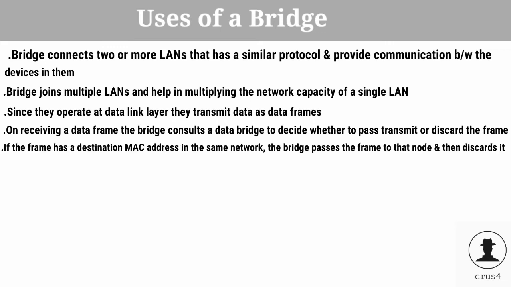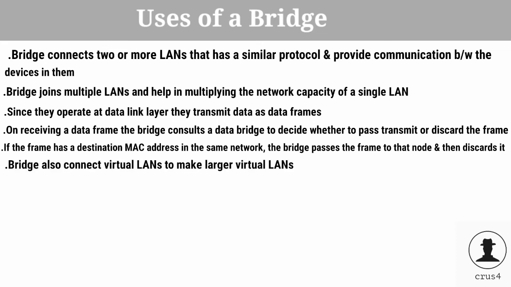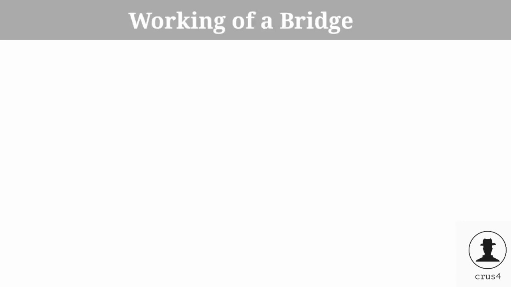If the frame has a destination MAC address in the same network, the bridge passes the frame to that node and then discards it. Bridge also connects virtual LANs to make larger virtual LANs. A wireless bridge is used to connect wireless networks. So these are some uses of bridge network device. Now let's see the working of a bridge.